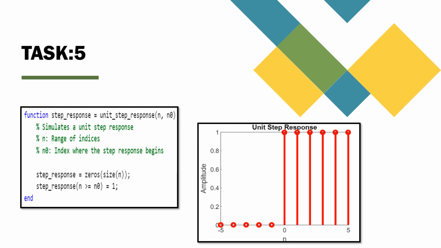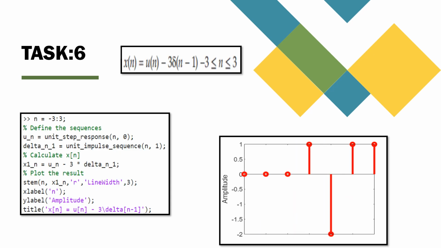Now we are asked to design a function that can generate a unit step graph. You can also call this function using the command window. The task 6 requires us to use the functions created in tasks 4 and 5 to create the graphs of the given signals.